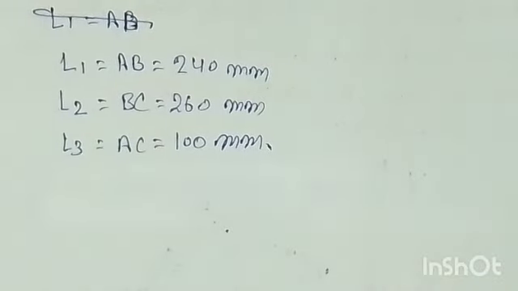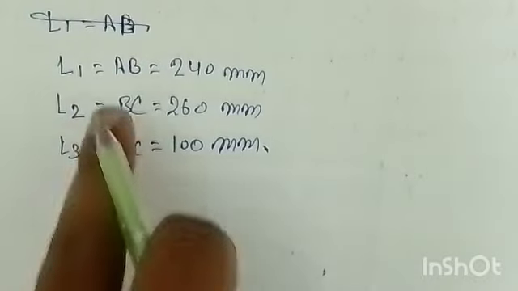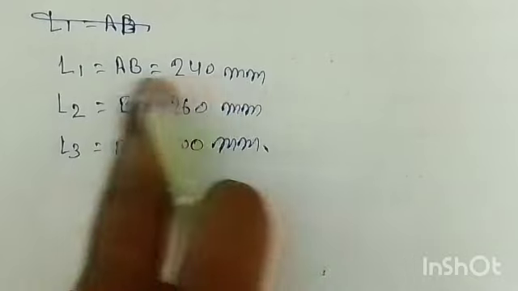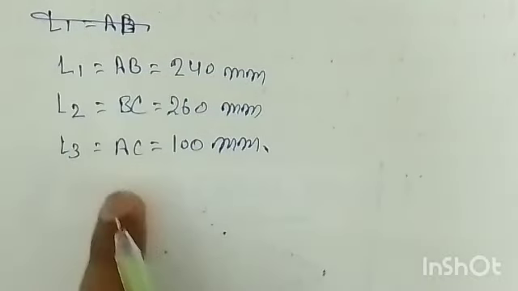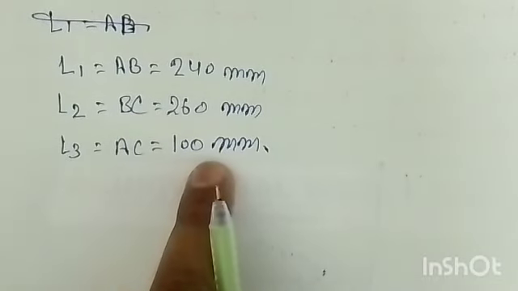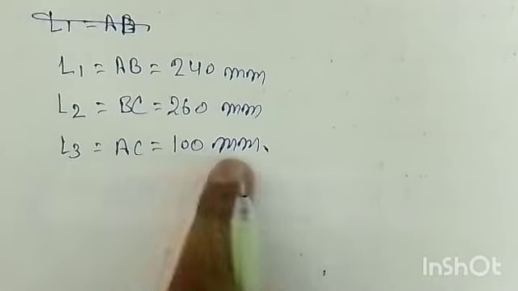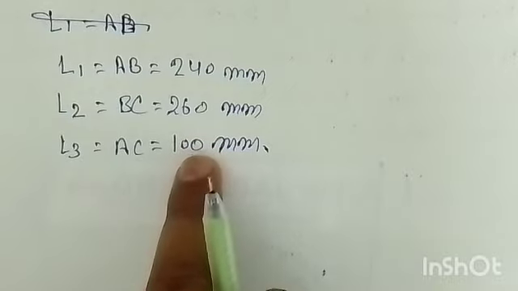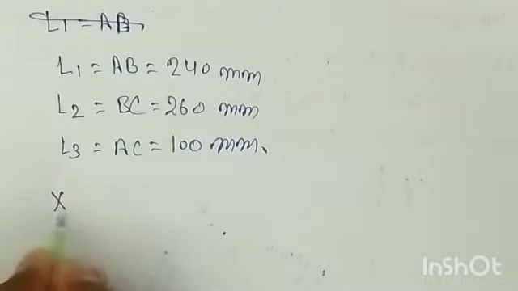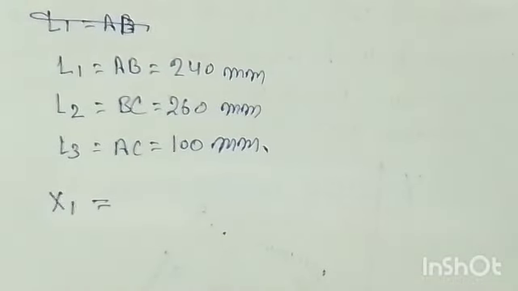Now first of all we need to find x1, right? x1 is nothing but half of the horizontal component of AB, right? And x2 is half of this, and x3 is half of the vertical component of this, which is 100 mm, right? So first, x1 is nothing but the distance of the center of gravity of AB, right?